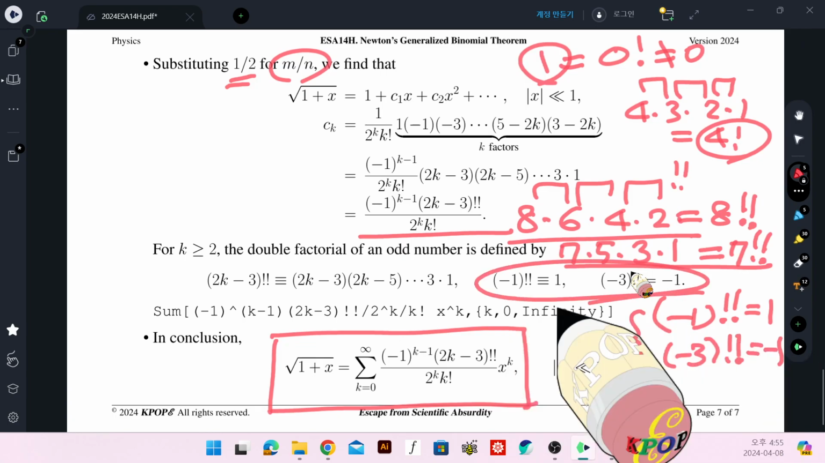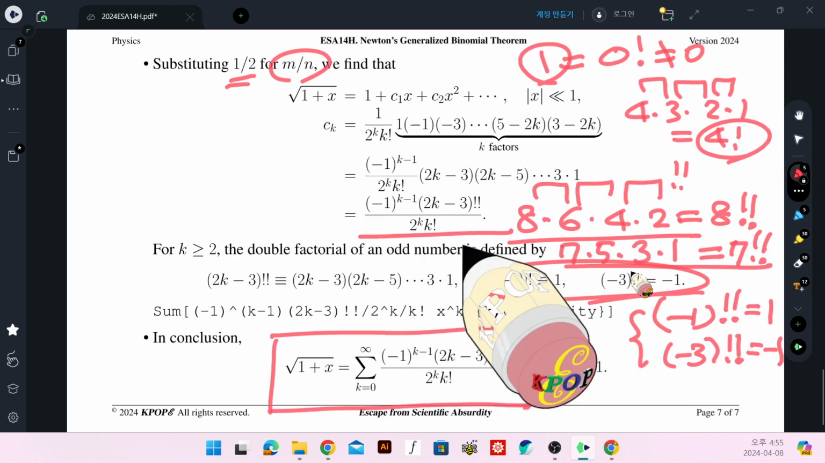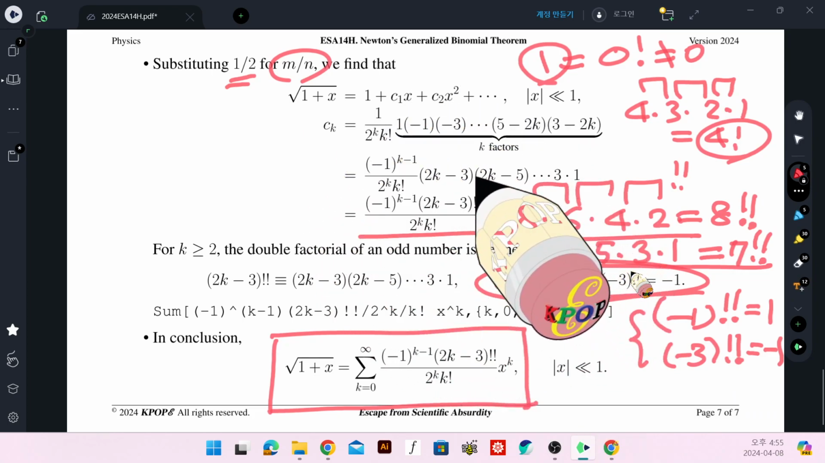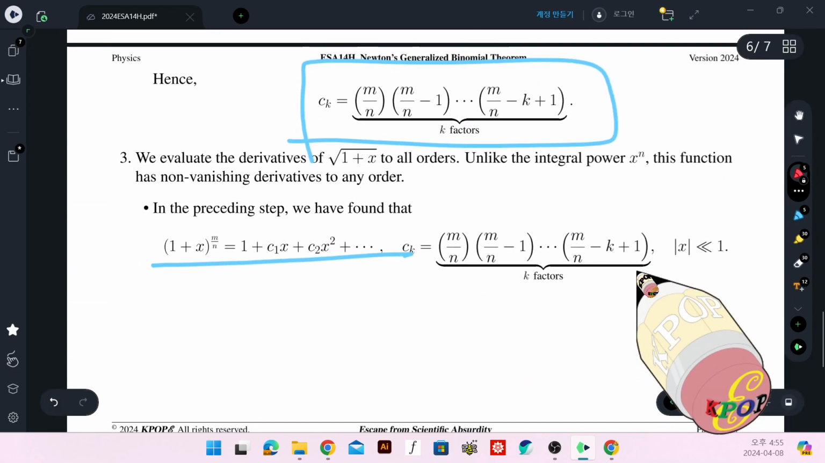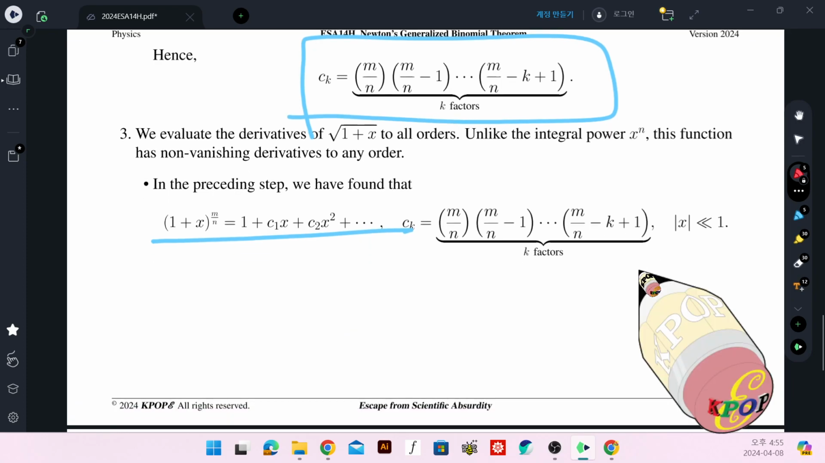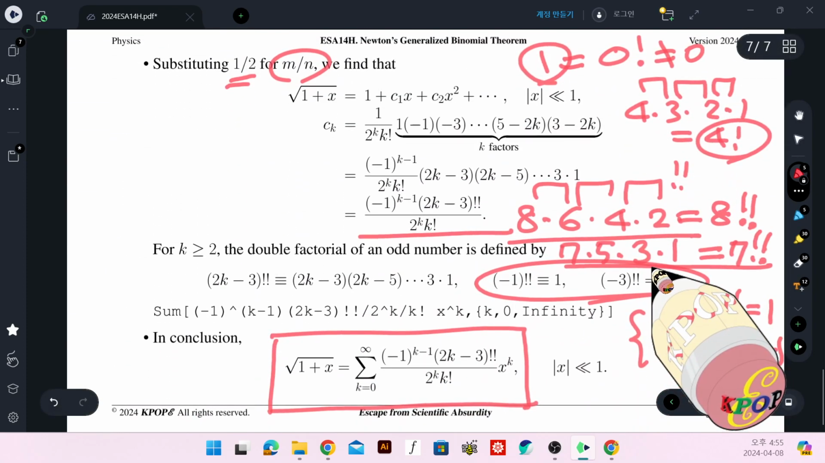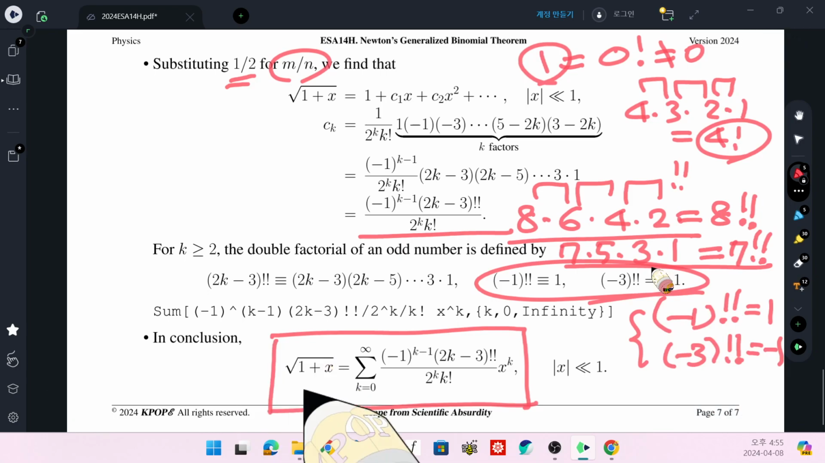With this convention, we can make use of these factors, which can be determined by comparing the kth order derivatives of both sides. We can re-express the square root function as a power series, a polynomial. That's it for today. Thank you.